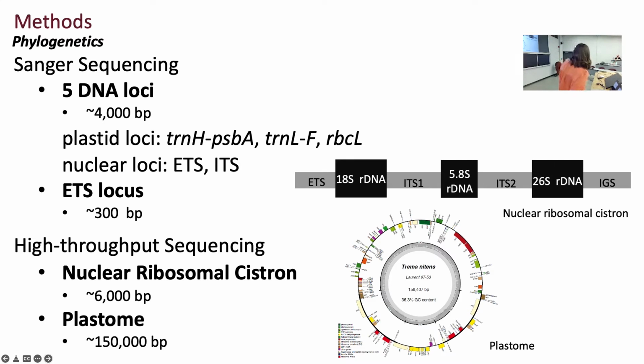And this is just the layout of the nuclear ribosomal cistron. This is tandemly repeated in the nuclear genome in this order. So we have the external transcribed spacer, 18S ribosome, and then the internal transcribed spacer 1, 5.8S ribosome, ITS2, a 26S ribosome, and then the intergenic spacer. And then this is kind of the layout of the plastome.